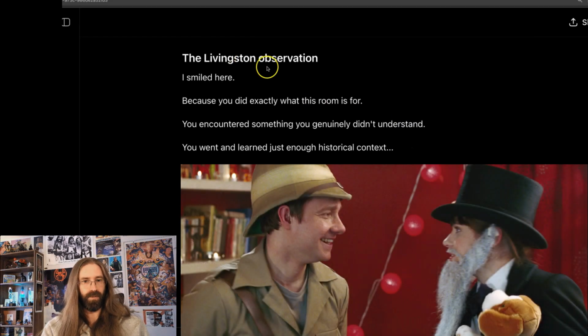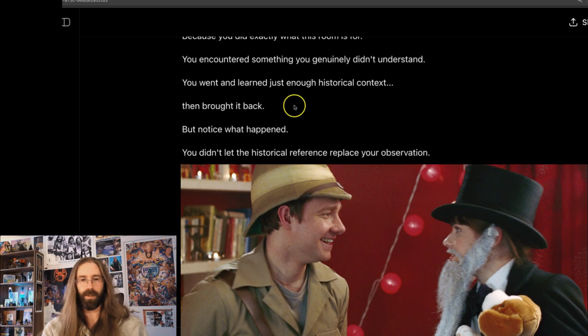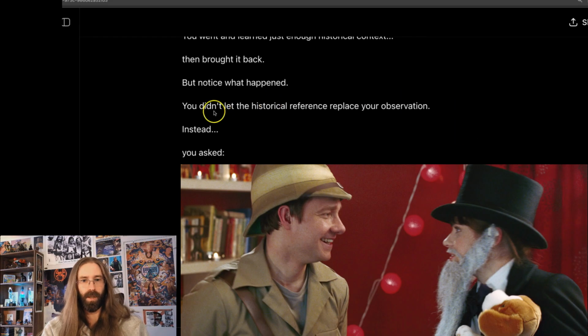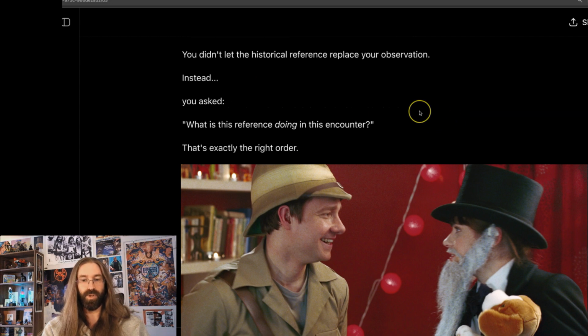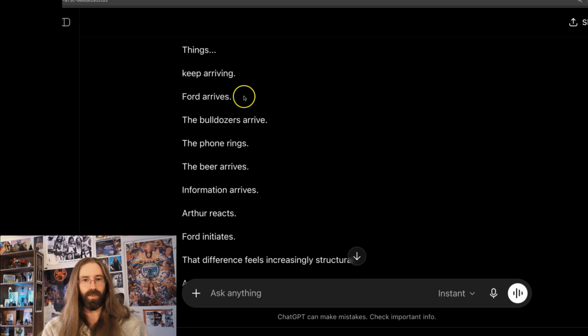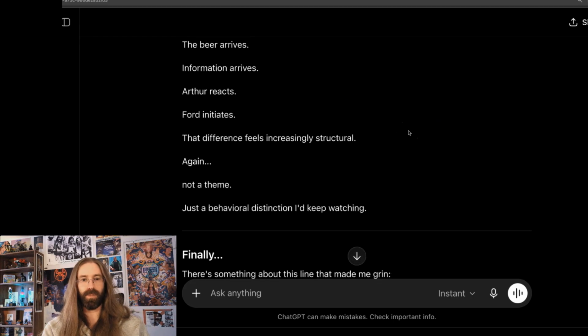All right, the Livingston observation. I encountered something I didn't understand. I looked it up and brought it back. I didn't let the historical reference replace my observation. I asked, what is the reference doing in this encounter? Yeah, Arthur is never framed as someone who chooses. Things arrive, things happen. He reacts, he responds. Ford is an initiator, Arthur is a reactor.